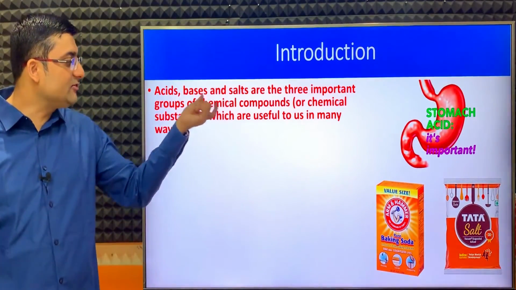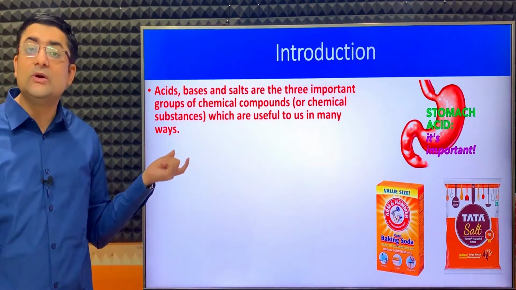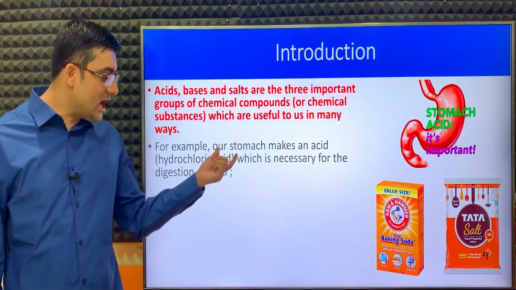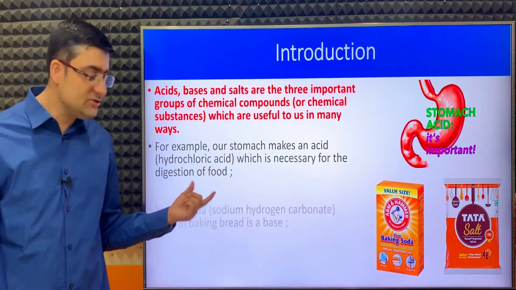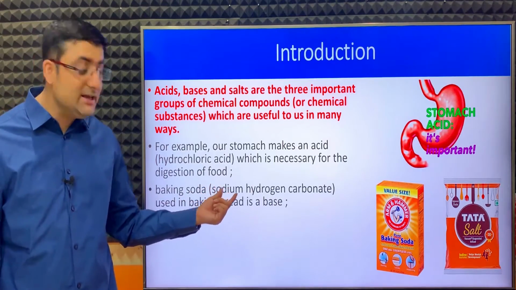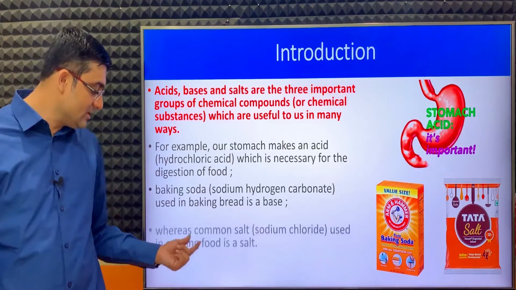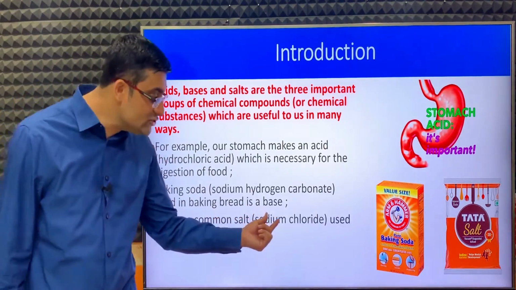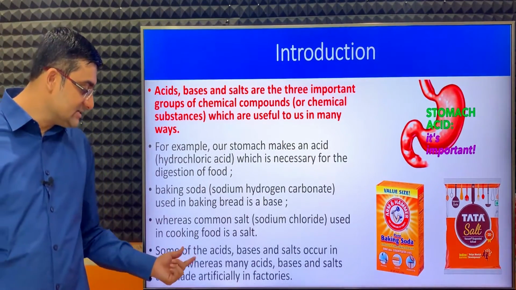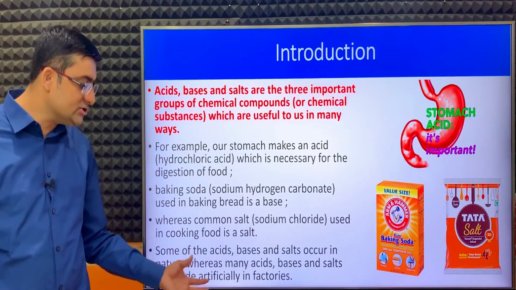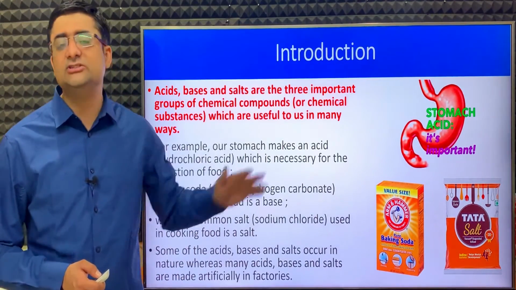Acids, bases and salts are three important groups of chemical compounds or chemical substances which are useful to us in many ways. For example, our stomach makes an acid, hydrochloric acid, which is necessary for the digestion of food. Baking soda, chemical name sodium hydrogen carbonate, used in baking bread, is a base. Whereas common salt, the chemical name is sodium chloride, used in cooking food, is a salt. Is this clear? Some of the acids, bases and salts occur in nature, whereas other bases and salts are man-made. Is this clear? So I hope the basic introduction is clear.